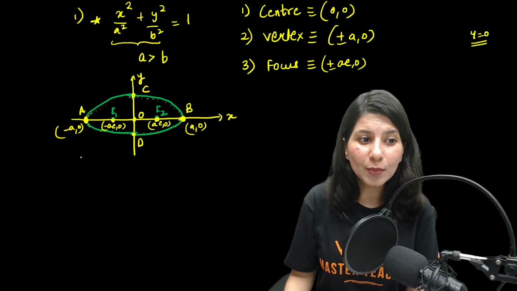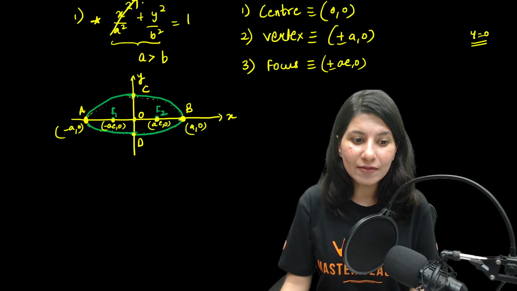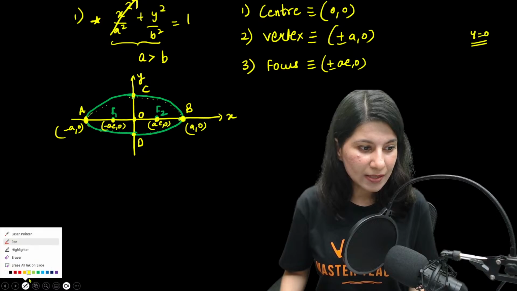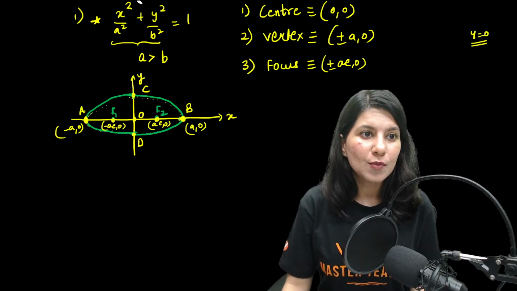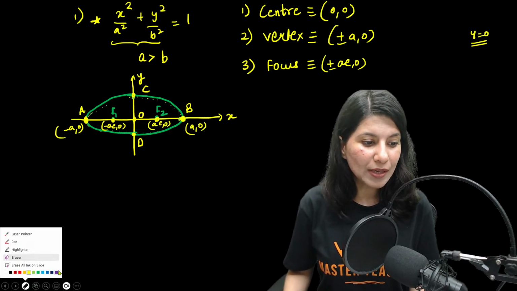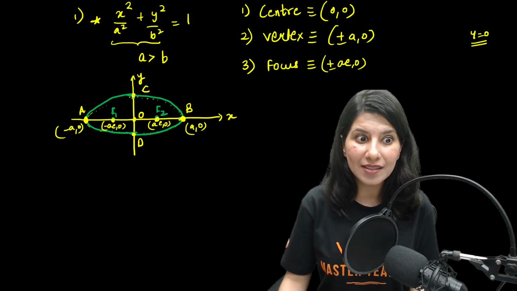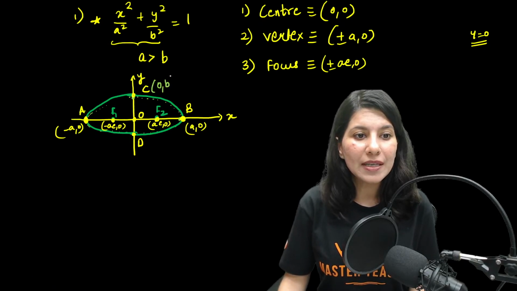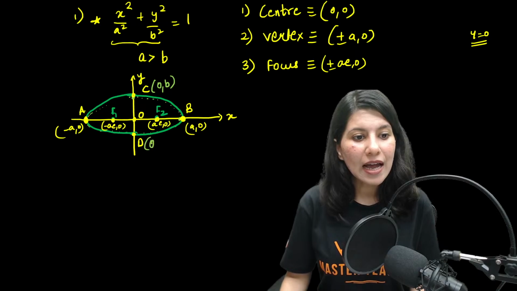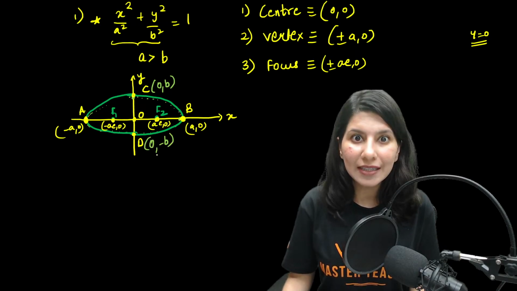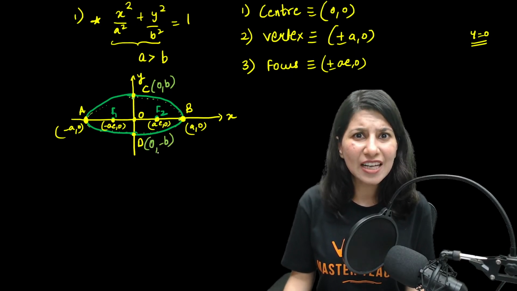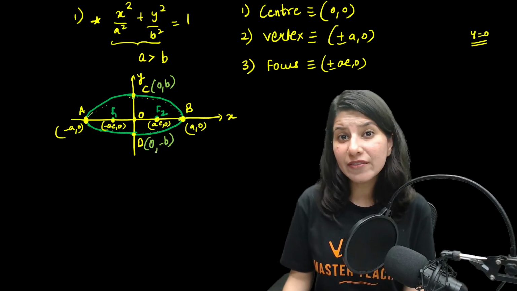Now, the moment you put x equals 0, this term will be gone, right? So you will get y equals plus minus b. So, (0, b) is your C point and (0, -b) will be your D point, okay? Gradually, we are calculating each and everything about the ellipse.